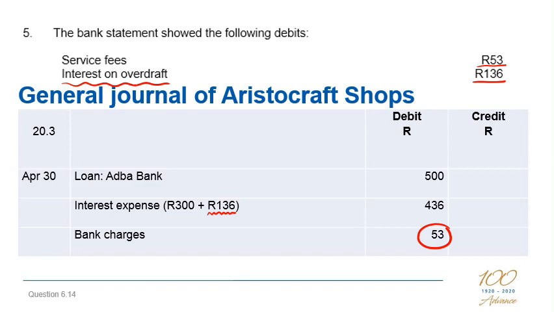Students often want to combine bank charges and interest expenses from the bank statement. One reason why you can't do that, there is VAT on bank charges, but there is no VAT on the interest expense. That's just one of the reasons. You can think of more.